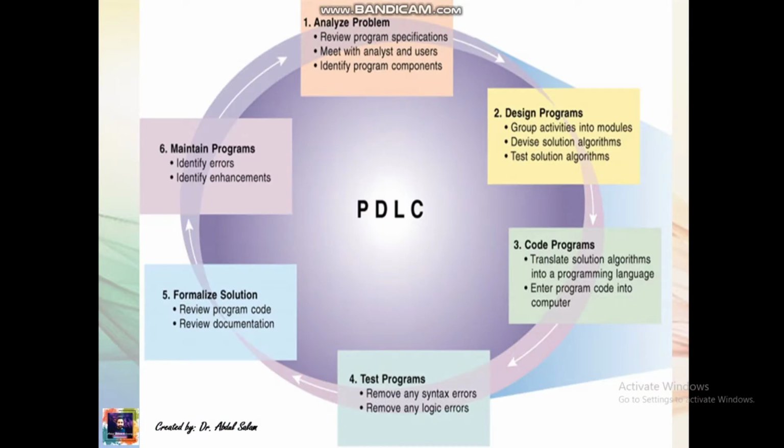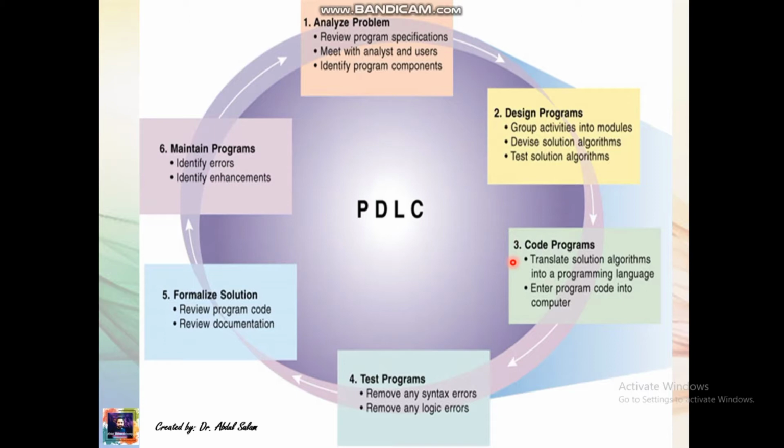Here you can see a diagram displaying the programming development life cycle. The first step is analyze problem: review program specifications, meet with analysts and users, identify problems, programs, components. The next one is design program: group activities into modules, devise solution algorithms, test solution algorithms. The next one is code programs: translate solution algorithms into a programming language and enter program code into the computer.